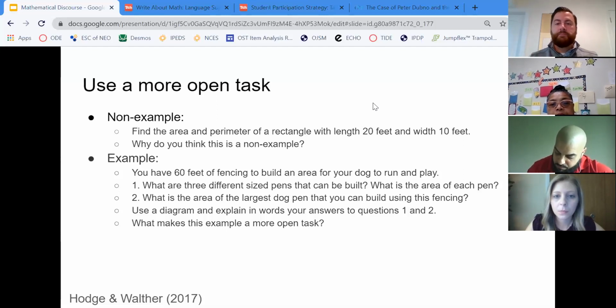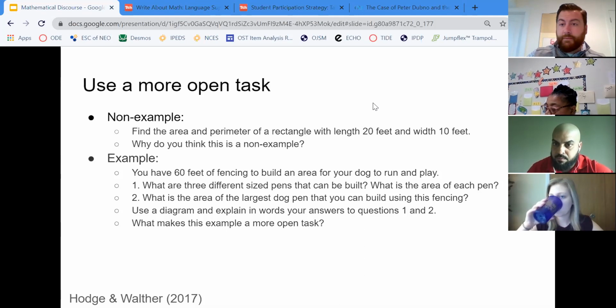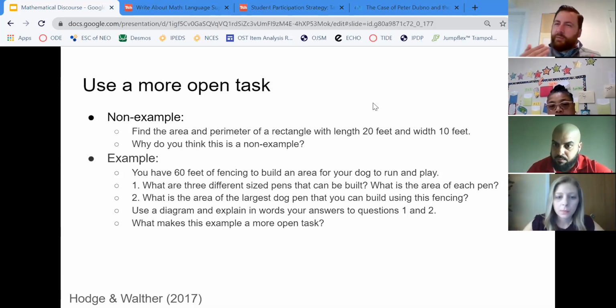Absolutely. We have different solution paths. They have to use language to interact with one another. One thing that wasn't mentioned is that we've connected this problem with real life. The last problem was just some random rectangle. Well, who cares about some random rectangle? But I have a dog, and I have a fenced-in yard, so if we connect it, there's a little bit more reason to talk about it.